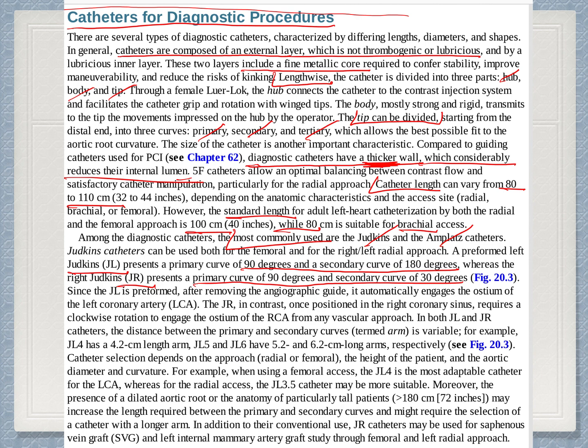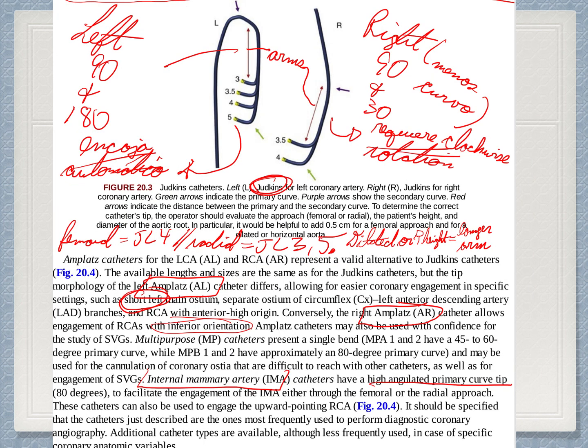The Judkins left, or JL, we'll see the different curves it has compared to the JR. Here we can see in figure 23, on the left, the Judkins left, which has a primary curvature of 90 degrees. That is the proximal one. After that you find the arm. The arm is between the primary and secondary curve. So the secondary curve, that arrow in purple, is 180 degrees. That's for the left one.